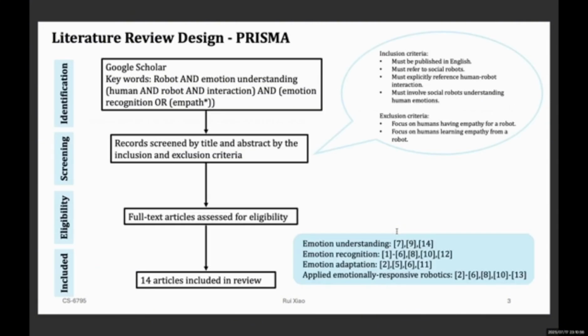This slide explains the literature review design. I followed a simplified PRISMA framework. I used Google Scholar and applied the keywords shown in the first chart. After this step, I screened the title and abstract using inclusion and exclusion criteria. The two criteria are also shown in this slide. Finally, I got 14 peer-reviewed papers. The reference numbers for each corresponding topic are shown in this blue rectangle in the bottom right.